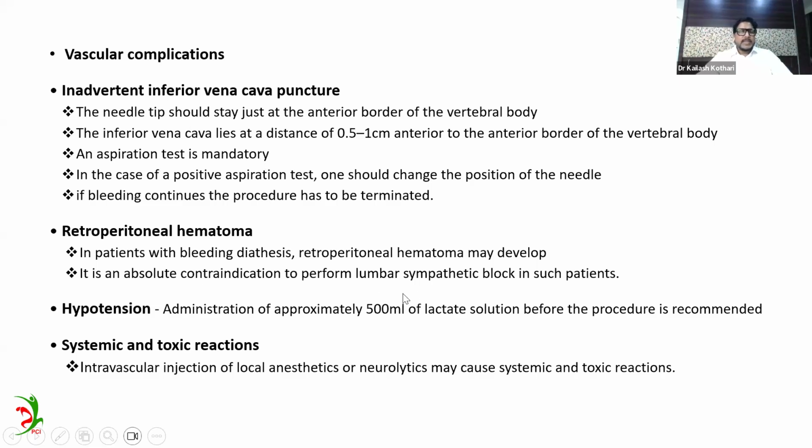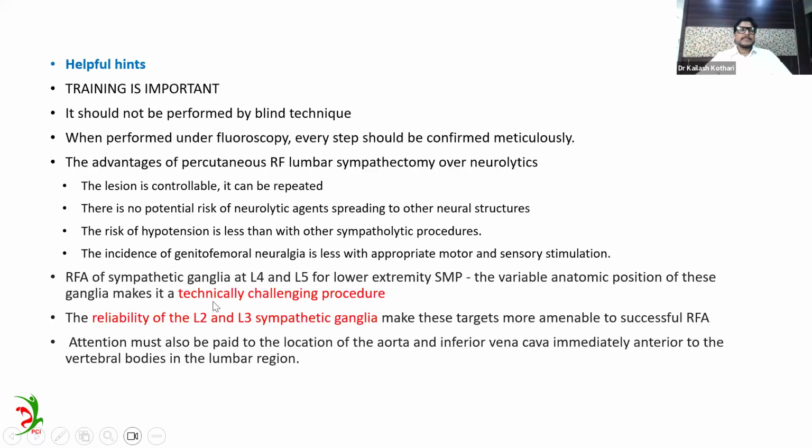Retroperitoneal hematoma because of the bleeding, by puncturing the veins near the nerve, especially in patients who are on anticoagulants or bleeding diathesis. So it is very important that you identify this high risk patient before the procedure is done. Hypotension can be managed easily with fluid, and systemic and toxic reaction to the intravascular injection of the local anesthetic and neurolytics are another common complications.